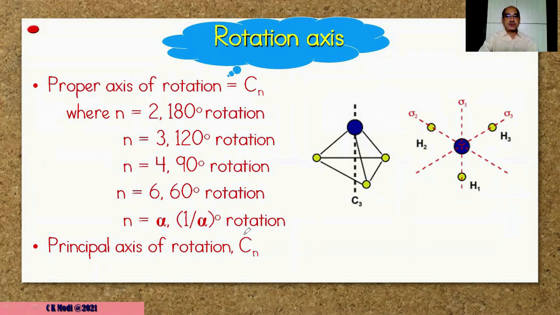Sometimes infinite rotation is also present. I will show you later on. Okay. When we are talking about the linear molecule, it always has C infinity. Now, sometimes the molecule has not only one rotation axis. It may be probable that the molecule has more than one rotation axis present.